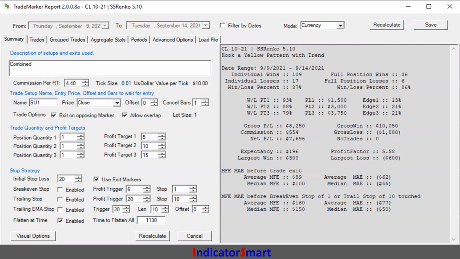Combined over the 5 trading days, we have an expectancy of 196. This has commission coming out of it. And 93%, 88%, and 79%. There's a number over here on this right edge called edge 1, 2, and 3. This is a system metric that I developed that tells us the amount by which we are exceeding break even. There's a 13% on the first one, 21% on the second one, and 21% on the third one.